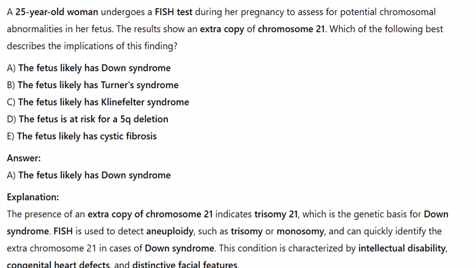B. The fetus likely has Turner syndrome. C. The fetus likely has Klinefelter syndrome. D. The fetus is at risk for a 5q deletion. E. The fetus likely has cystic fibrosis. Answer. A. The fetus likely has Down syndrome.